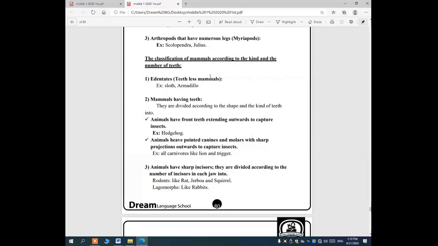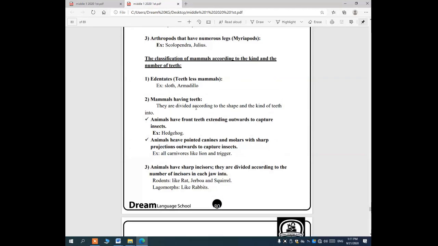Now we need to classify the mammals according to the kind and the number of teeth, into edentates and mammals having teeth. If we first talk about edentates, what do we mean by edentates? The toothless mammals, the mammals that don't have teeth, like sloth and armadillo. They are animals that don't have teeth.